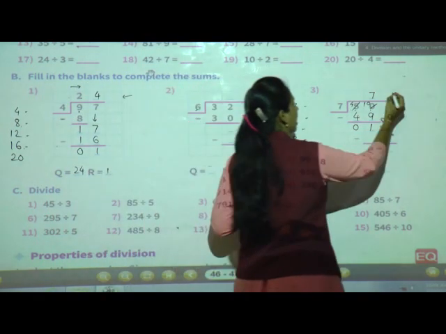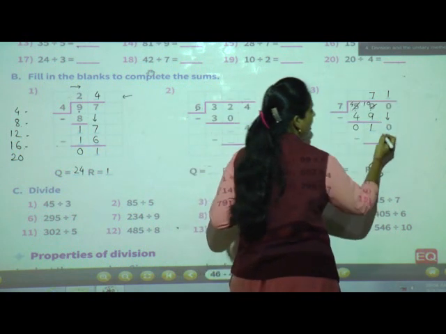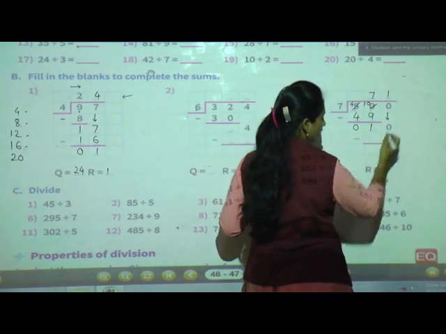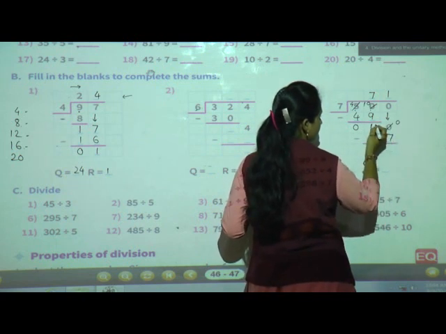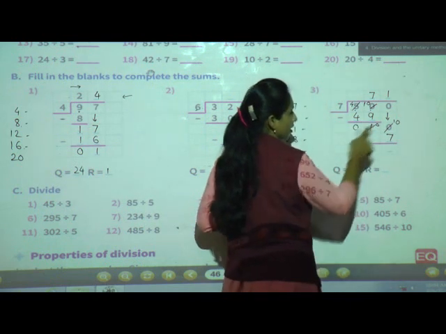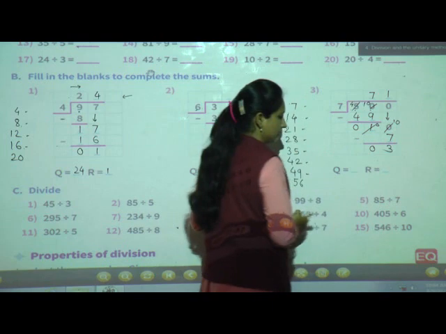So where is 7 in the 7 table? At 1's place. So 7 ones are 7. Now we have to subtract. Now 0 minus 7 we can't do, cut the 0, write it as it is, take a borrow from the neighbor. The neighbor is having 1, he will give 1, 0 will remain. Now 10 minus 7 is 3 and 0 as it is.